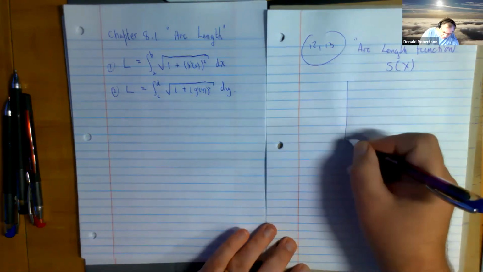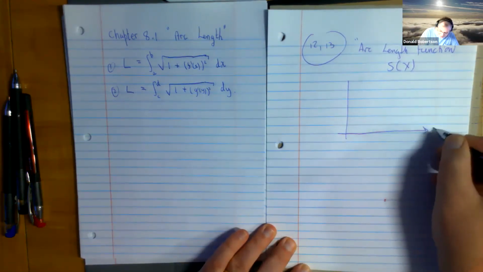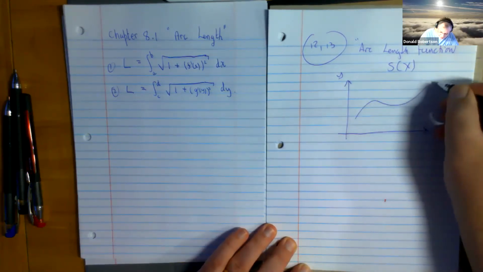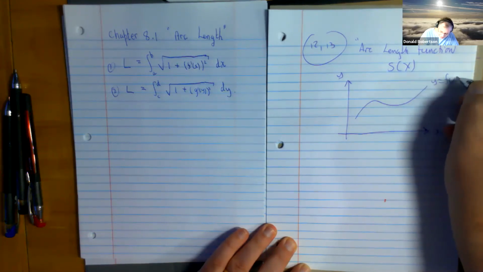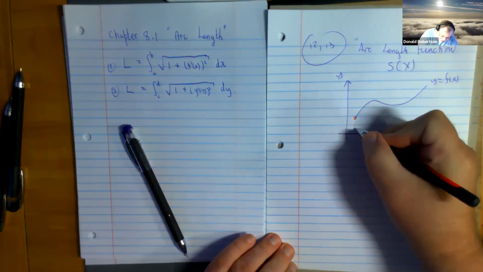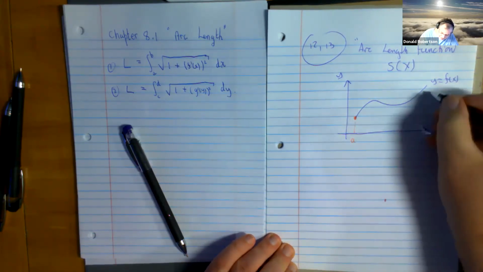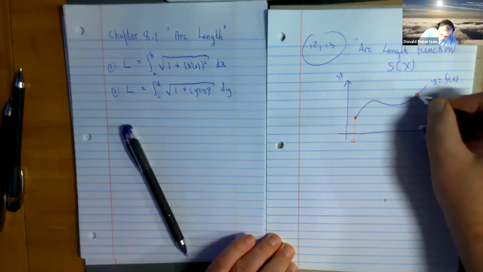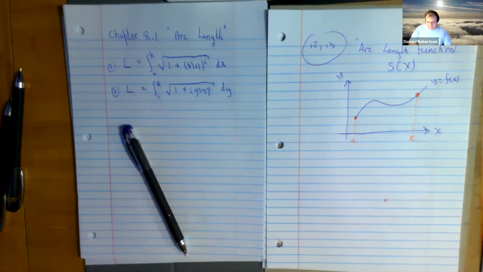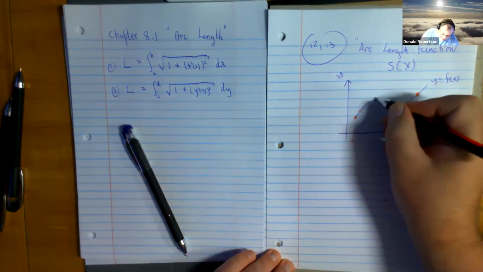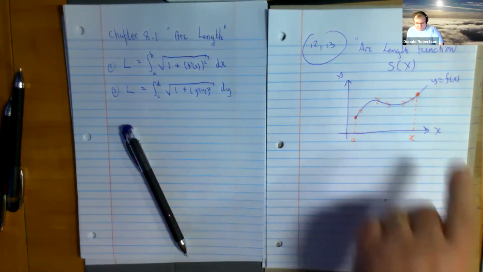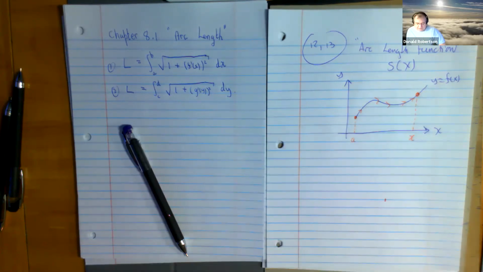So I'll give you an idea of what it looks like. Imagine you've got a function called y equals f of x. And you start at this point here, which I'm going to call A, and you travel to, say, this point here. But I'm not going to make it a number. I'm going to make it x. Then the distance from A to some random x coordinate called x is what we mean by the arc length function.